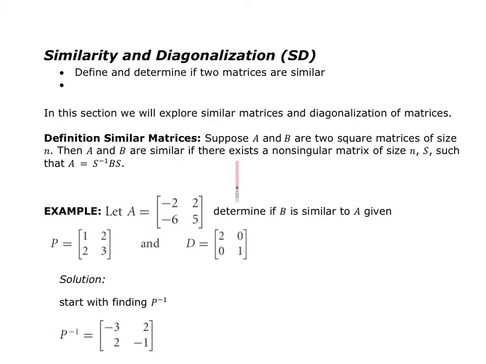So suppose A and B are two square matrices of size n, then A and B are similar if there exists a non-singular matrix of size n, and we're going to call it S, such that A is equal to S inverse B multiplied by S.